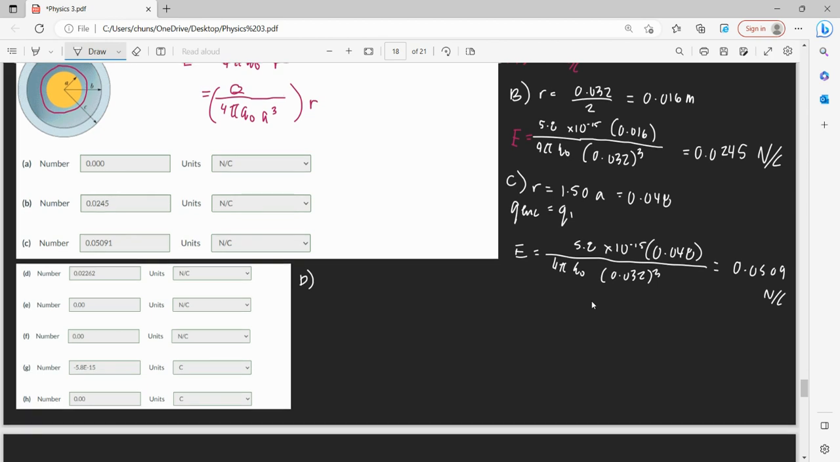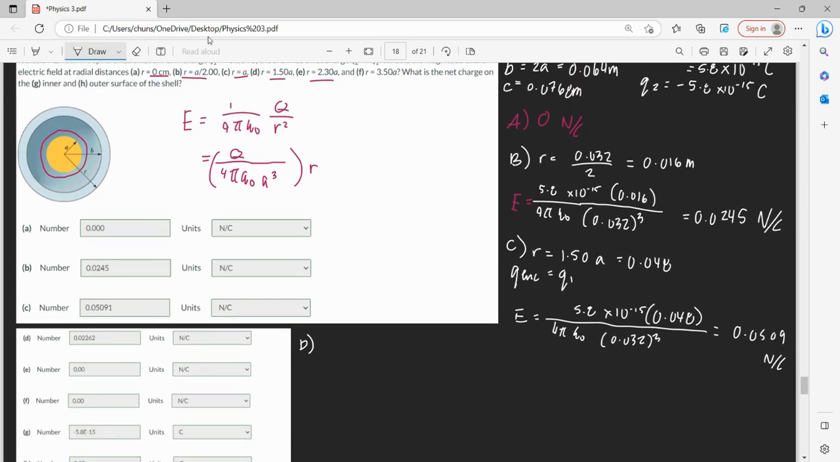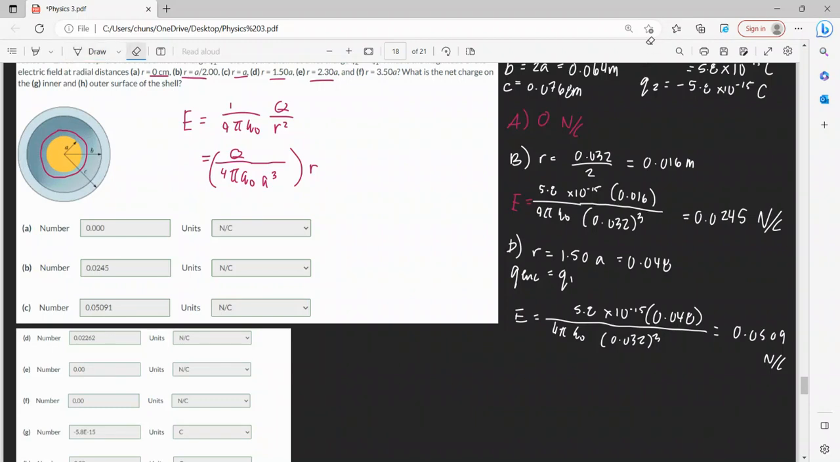Part D. Oh, sorry. This answer is for part D. I misread the question. So it looks like we already did part D. The number's still wrong though. Okay, hold on. So let's restart with part C.